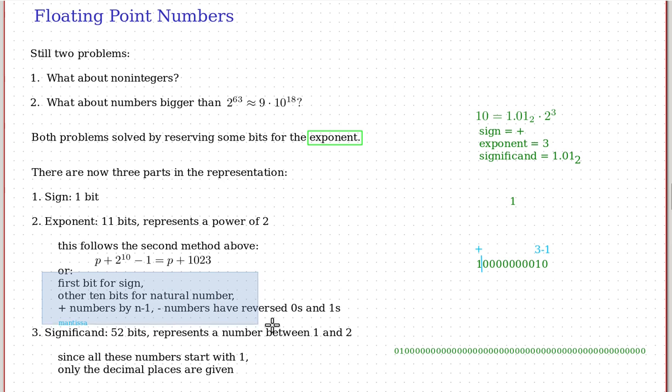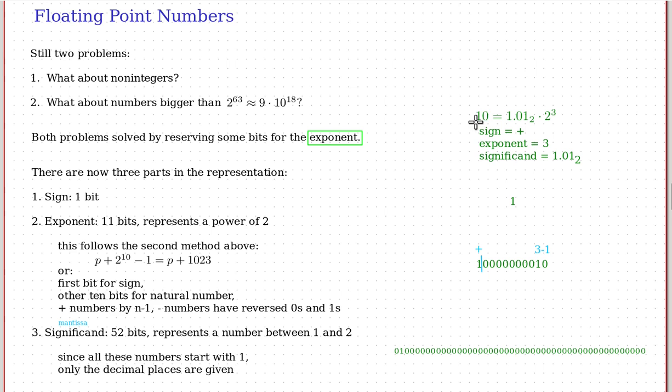Or you can think about it in terms of my second explanation. I'll skip that here, but those of you who like that can think of it that way. Basically, we're following the second method we described previously. And then that leaves 1 bit for the sign, 11 bits for the exponent. That leaves 52 bits left over that we can use to describe the significand, which is this part here, the number between 1 and 2 that we multiply times the power.